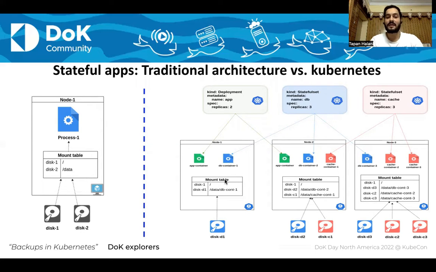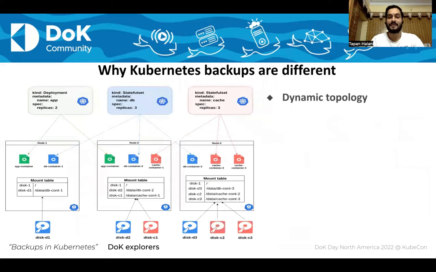With this difference in mind, let's start jotting down the differences in the next slide and also take the right-hand side diagram with us. So the first difference, dynamic topology, which basically calls for a backup solution that can discover where the stateful application pods are running and back up their data volumes.